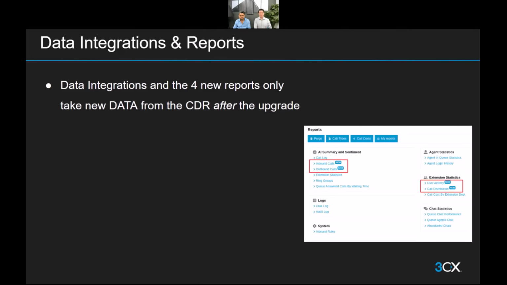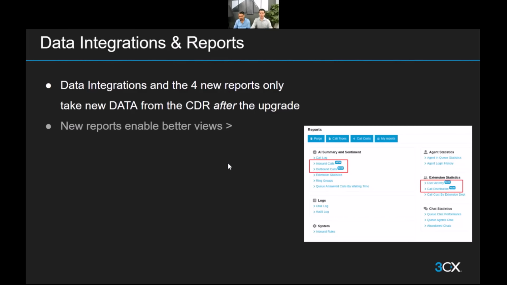Anything that you run a report on, the data will only be there after in the new reports and on the data integrations. So if you're going back and you're trying to look at legacy data from 6 months ago, a year, or even 2 weeks ago, if it's before the upgrade happened, those reports will not populate. So make sure that your expectations are set correctly, because that's how that will work. It will be new data only for these reports and for the data integrations, right?